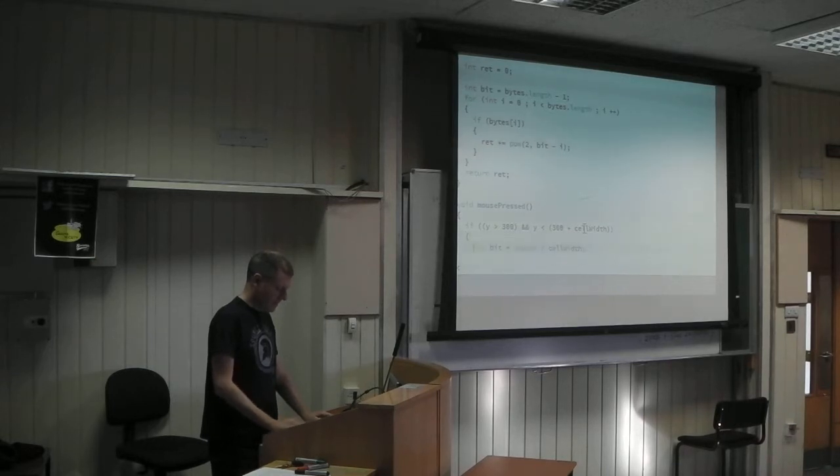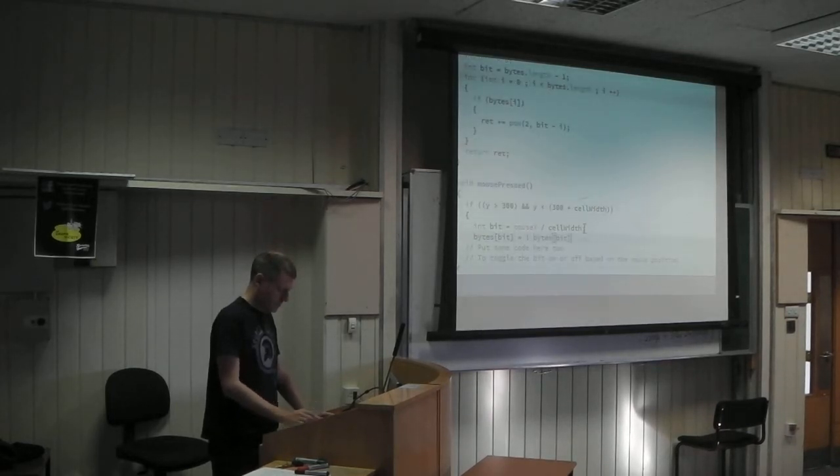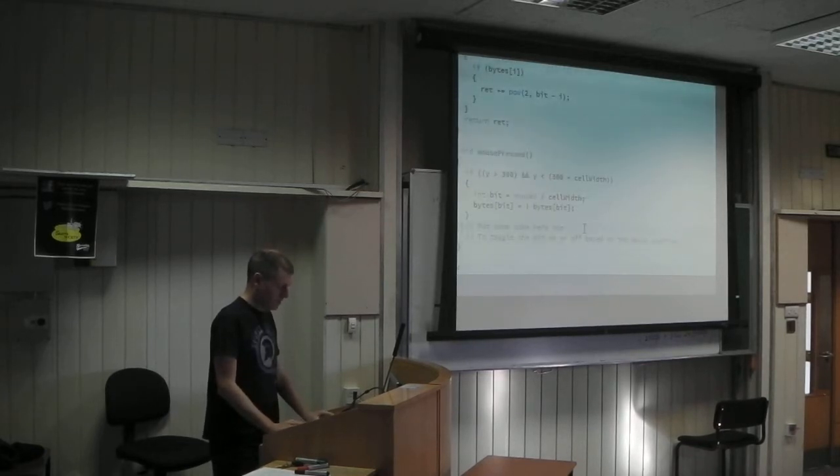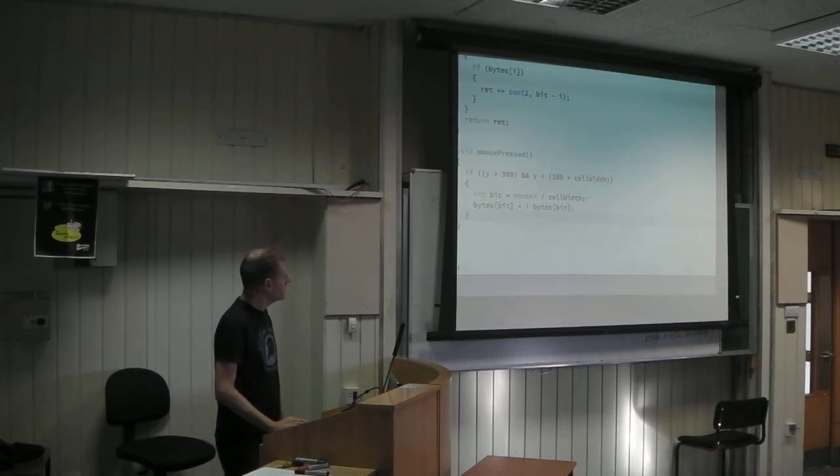Then I go and calculate the x bit, and then I can go bytes at position bit is equals to not bytes at position bit. So that will toggle it on if it's off and toggle it off if it's on. Where do you get bit from? Bit is there, I've calculated. Hopefully that's, yeah. And then that's just going to turn it on if it's off and turn it off if it's on. So, does everybody understand what this does here?